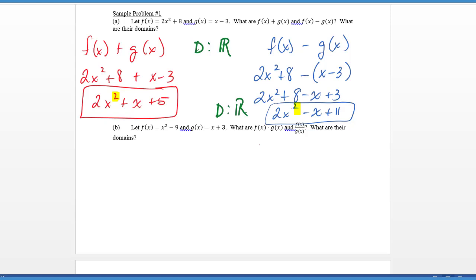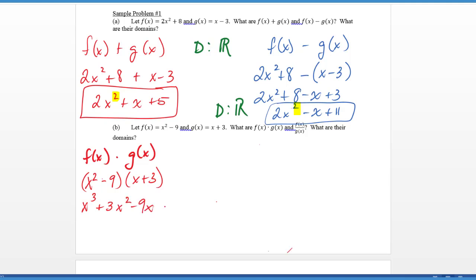Alright, so feel free to go ahead and do part B on your own, give it a shot, and then come back and watch the solution. This time we want to multiply f(x) times g(x). So I'll go ahead and just replace the given parts with the functions. And then we'll simply FOIL here. And as you can see, there are no terms to combine, so that is our finished function operation. And so our domain, you can see here, our function is a cubic, and we know the domain of cubic functions is all real numbers.